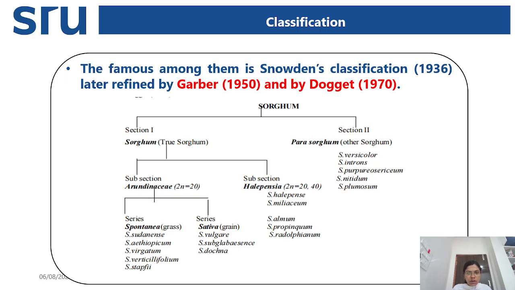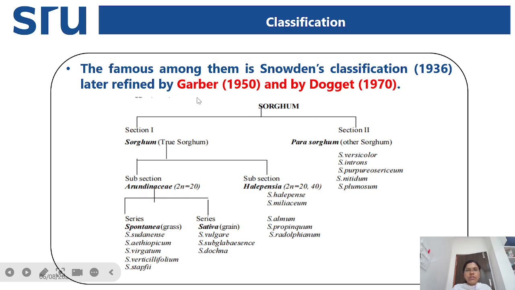Glabescens and sorghum dogma. So this is about the Arundinacea. And next is Halepensia. Here in Halepensia we have sorghum halepense, sorghum miliaceum, sorghum almum, sorghum propinquum, and sorghum controversum. So this is about the refined classification by Garber and Doggett.